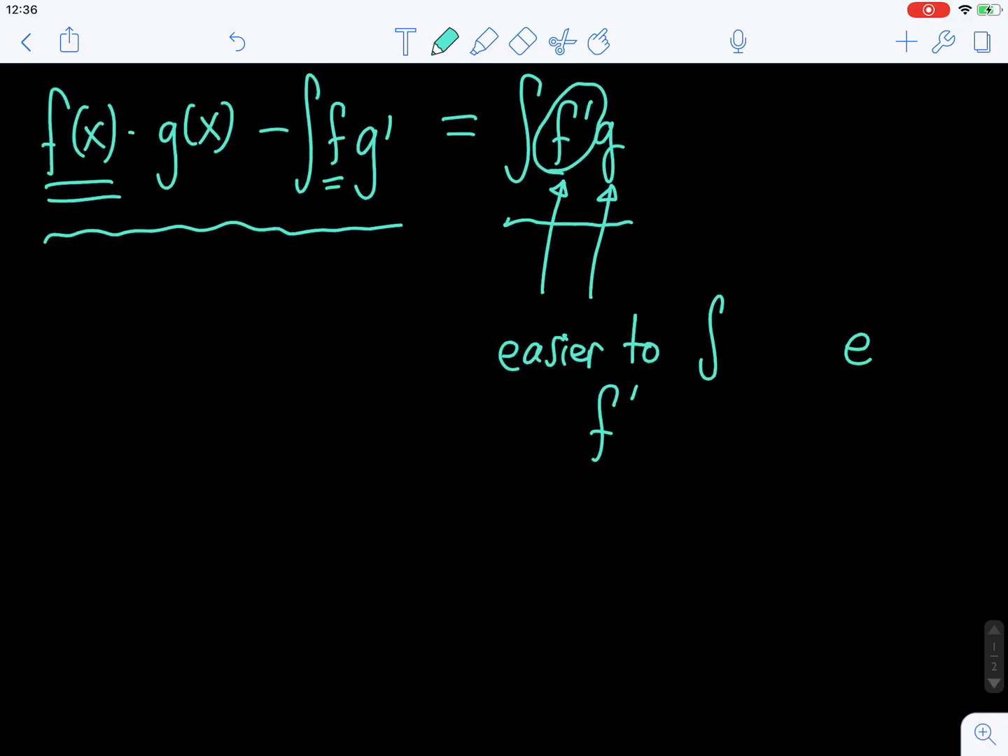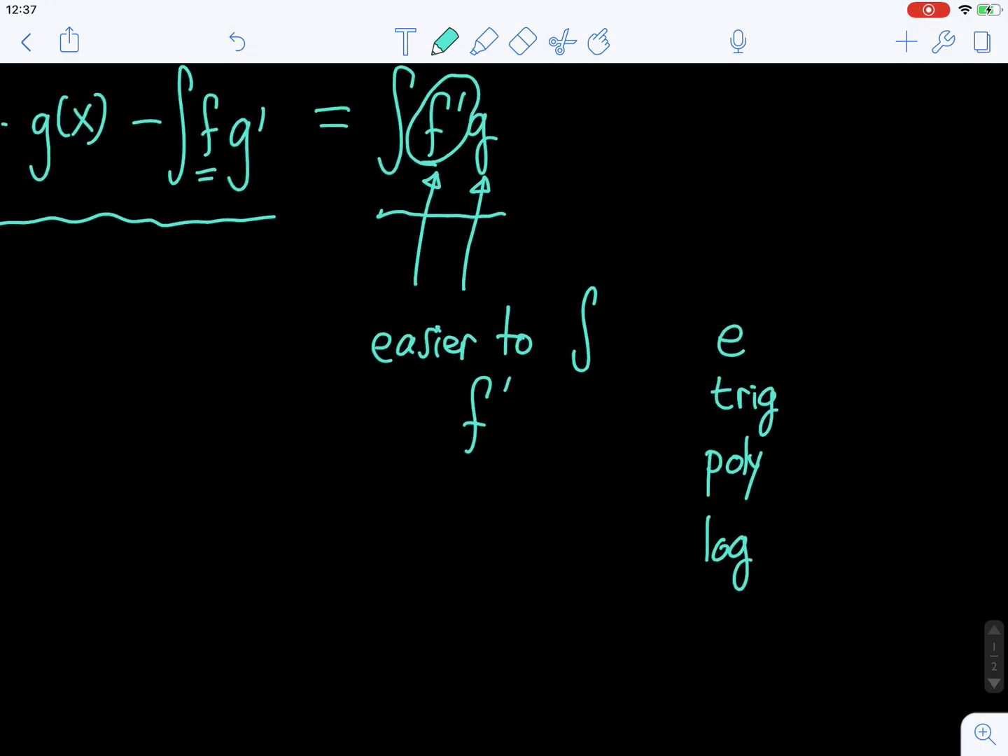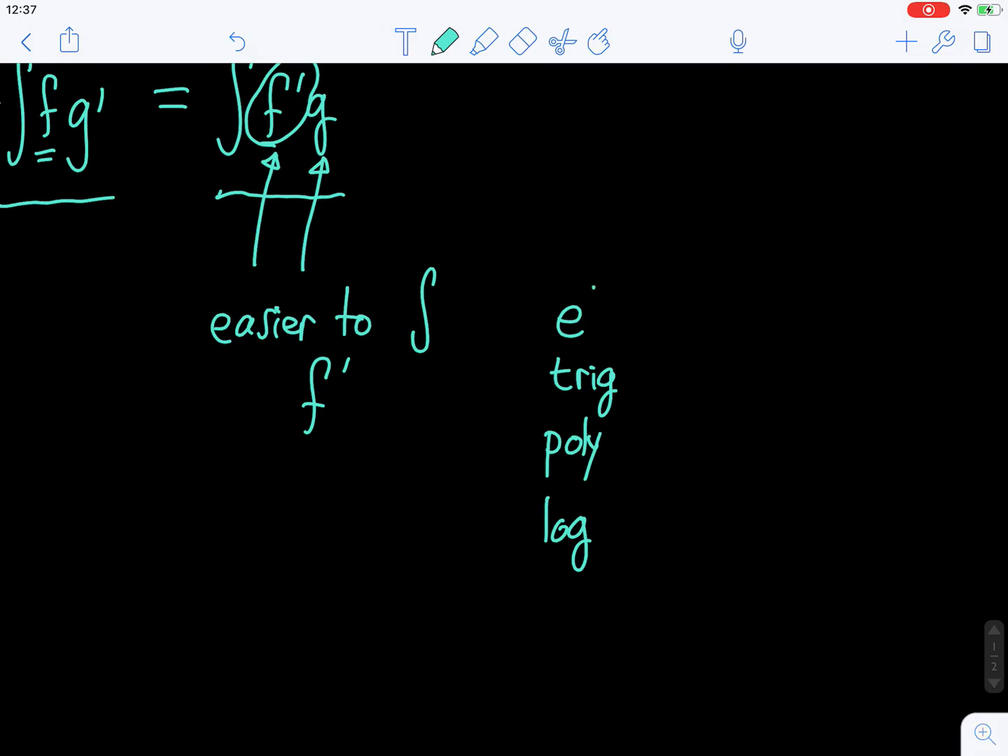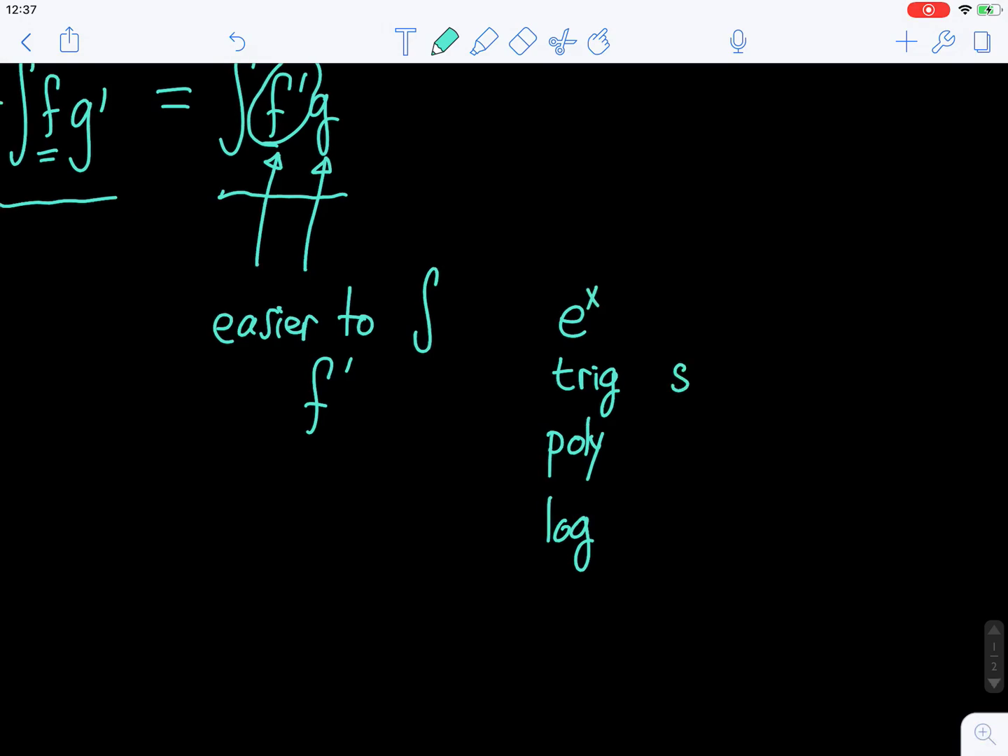We have e and then trig, okay, and then polynomials and logs. For example, e to the x is the easiest to integrate, and then we have sine x, cosine x, and then x to the n for any number n is pretty easy to integrate, and log x is the hardest to integrate. And so our priority for f goes this way.